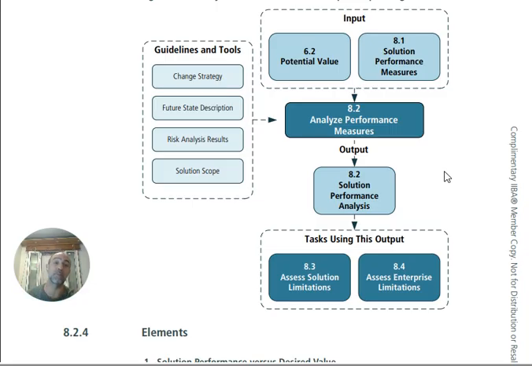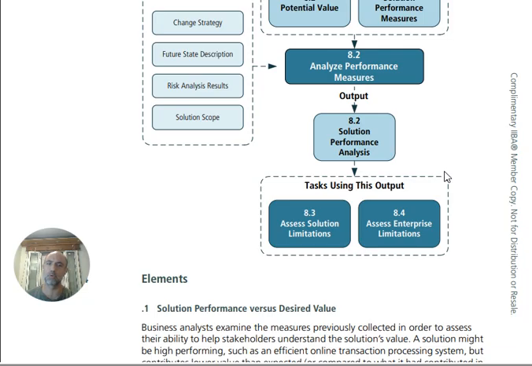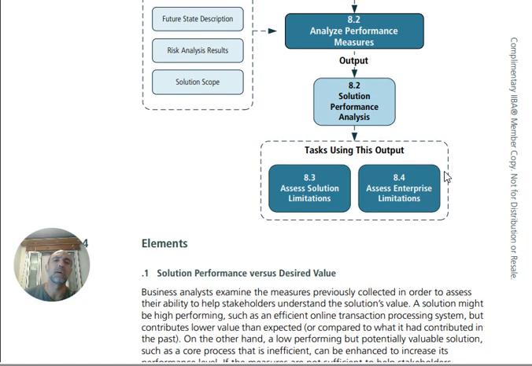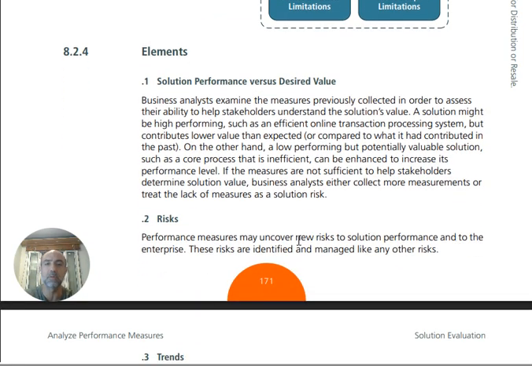We analyze the performance measures. Our output is the solution performance analysis. And the tasks that use this are the assessment of solution limitations and the assessment of enterprise limitations. What are the elements? Solution performance versus desired value. That's basically where you go back and forth.